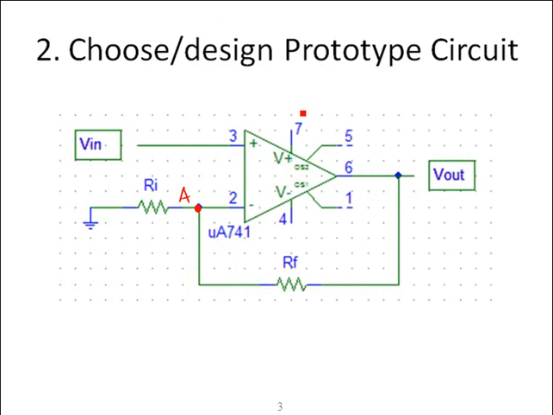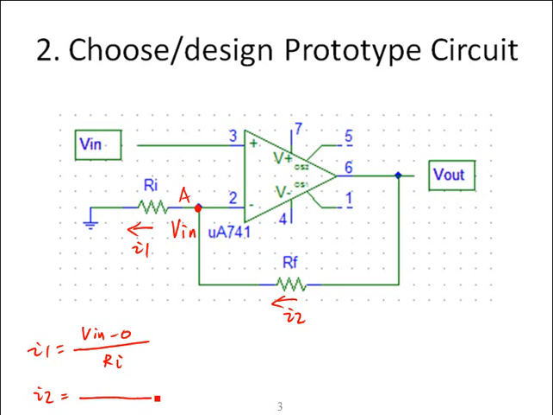At the negative input terminal, node A, the voltage level should be the same as the positive input terminal. That is to say, the voltage level at node A is Vin. If we assume the current across Ri and Rf are I1 and I2 with the orientation as shown, we could write out two equations for I1 and I2 respectively, based on Ohm's law.